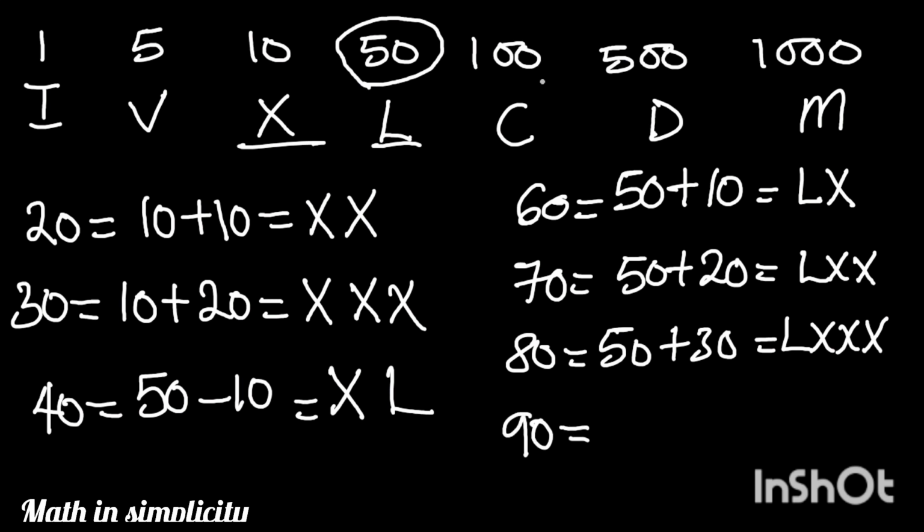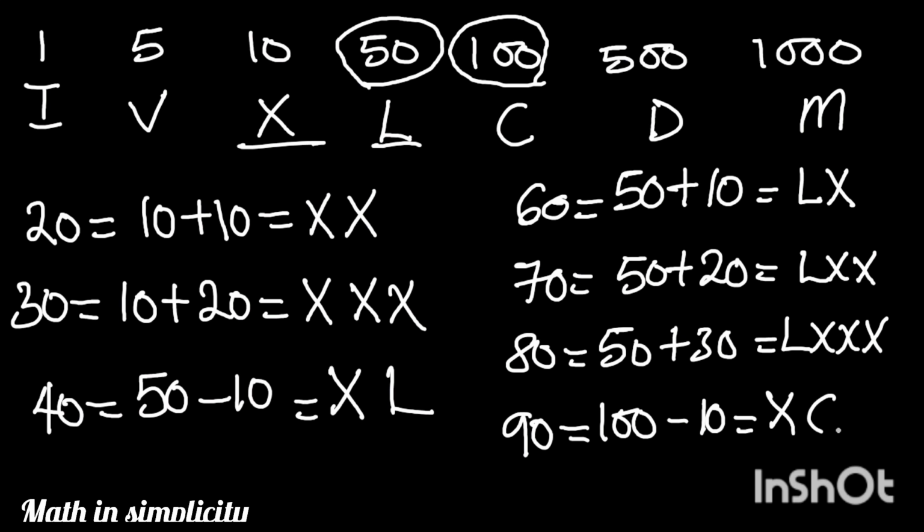Not until we get to 90. 90 is exactly before 100, so we are going to subtract, right? So we have 100. 100 minus what to give us 90? That's just 10. So since we are subtracting, write 10 in front and then 100. That's XC. Now let's continue going.